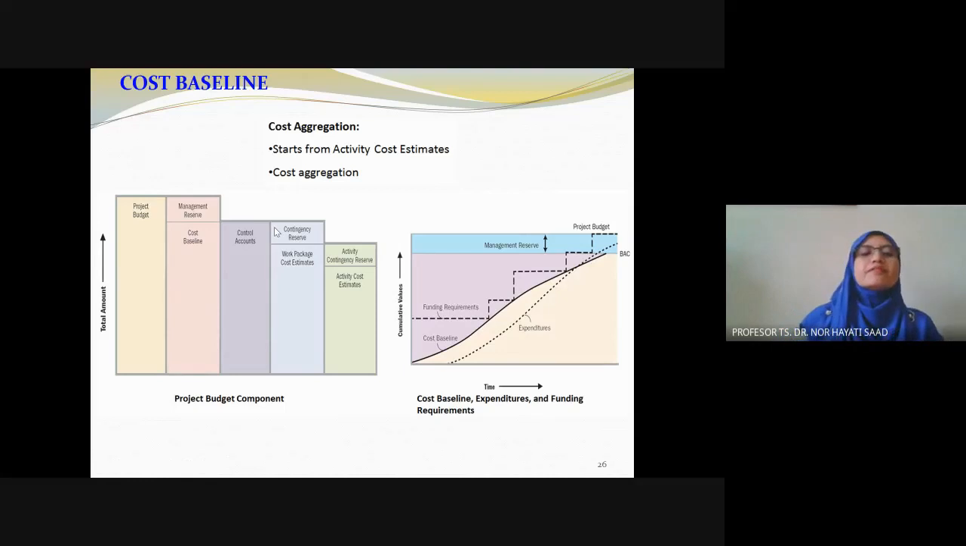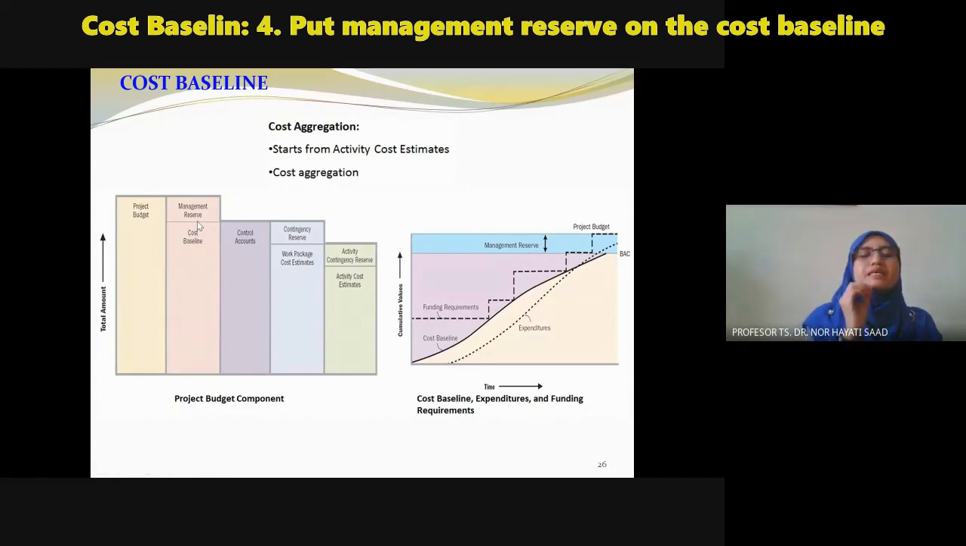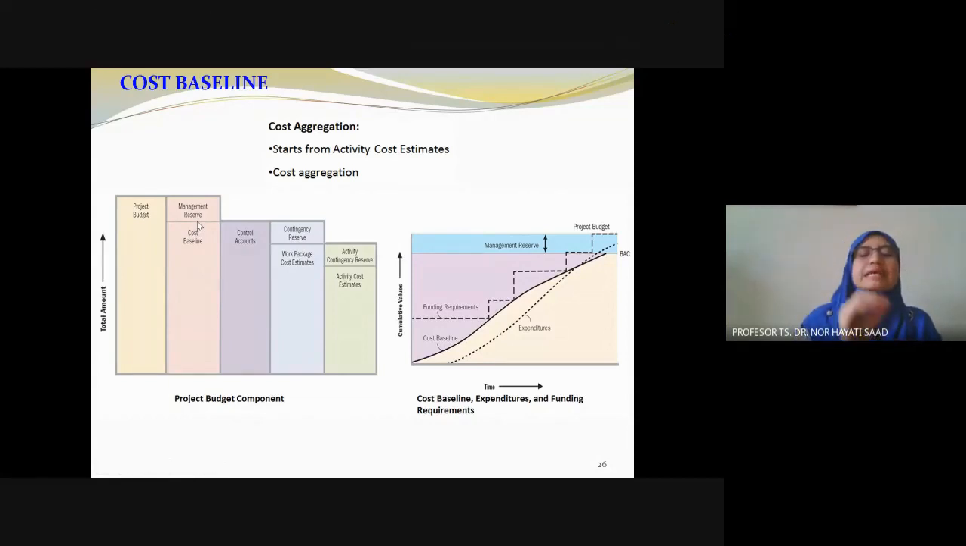And after that we will put the management reserve. It can again be 10 to 30%. Some reserve on the management side, for the worst case scenario where the cost may be above the cost baseline.